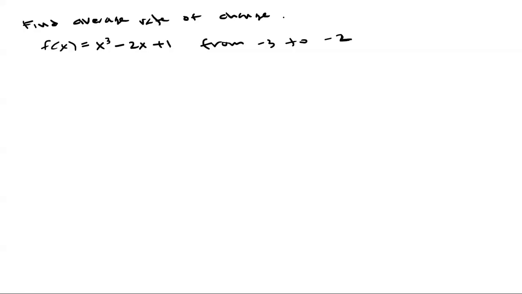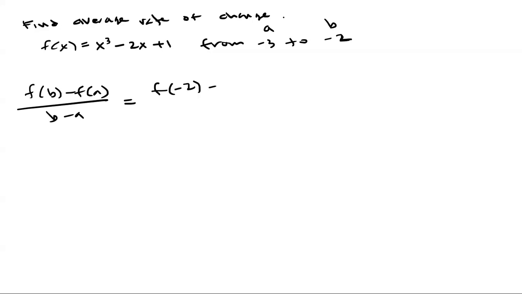Again, we're trying to find the average rate of change of this function from negative 3 to negative 2. We're going to use the formula f of b minus f of a over b minus a. So this is going to be a to b. We're going to have f of negative 2 minus f of negative 3, over negative 2 minus negative 3.